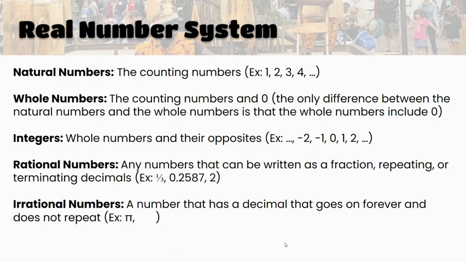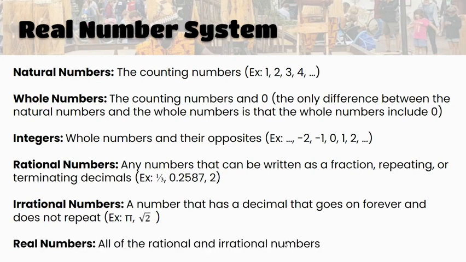Irrational numbers are numbers that have a decimal that goes on forever and does not repeat. So pi and any square root that is not a perfect square is an irrational number. Now, when we think about rational or irrational, they have nothing in common. So if something is rational, it cannot be irrational and vice versa.